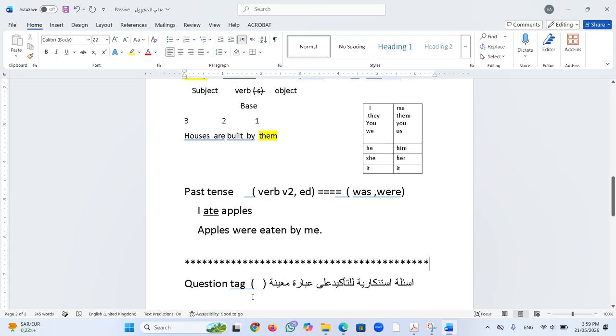Structure number 2 is a question tag. Okay, let's stop here. I ate apples. It is changed to apples were eaten by me. Why? Because ate is verb 2. It's changed to were. When the verb is in the past, we use past helping verbs. Clear? Okay.